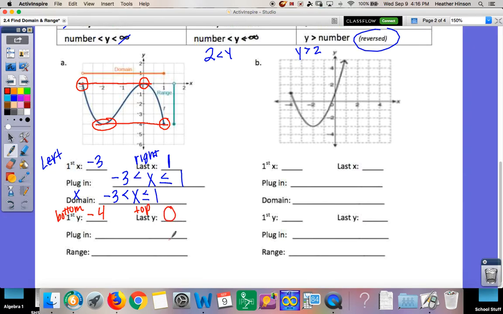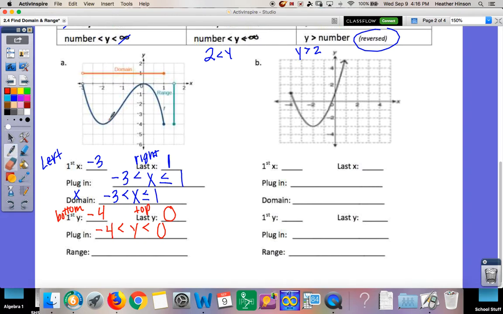That's the origin right there, 0. And then we plug it in. We put our first number, we put our last number. In the middle, this is range, so we're going to put y. We always, always, always use less than symbols. The last thing we have to decide is, are they equal to?